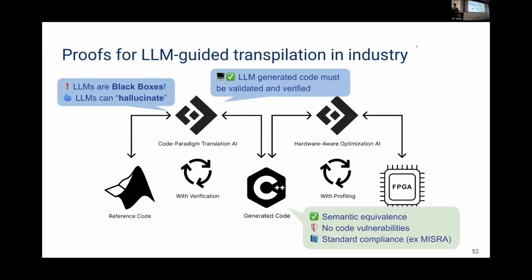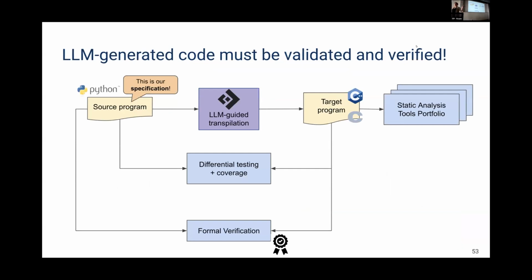So in this context, of course, we want to use formal methods for checking and making sure that the code generated with the use of LLMs is actually good. So it's semantically equivalent to the reference code. It doesn't have code vulnerabilities, and maybe we may also be interested in compliance with standards. For example, in some industries, MISRA C or MISRA C++ is important. So formal methods are very useful and, in my opinion, essential when you have this kind of structure and you want to use it for code modernization or even for code generation in specific industries. LLM-generated code must be validated and verified.